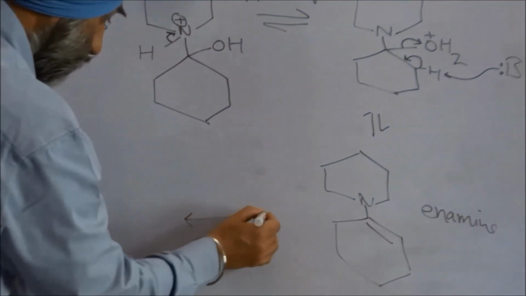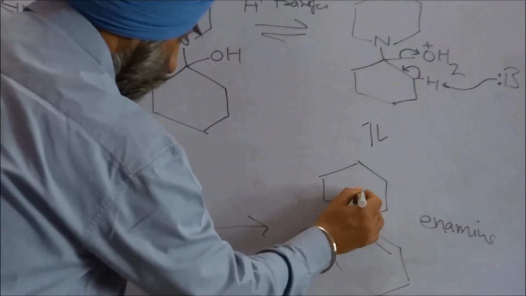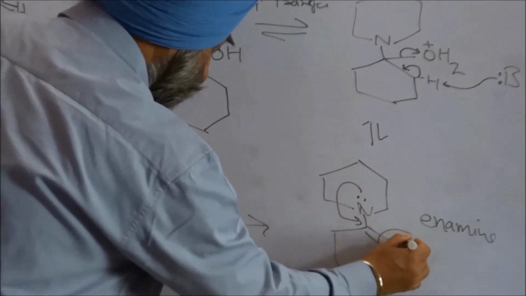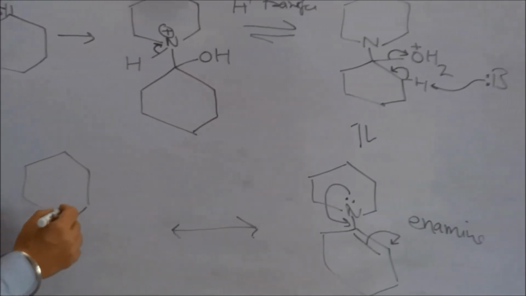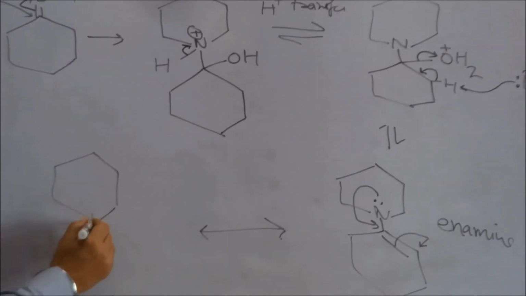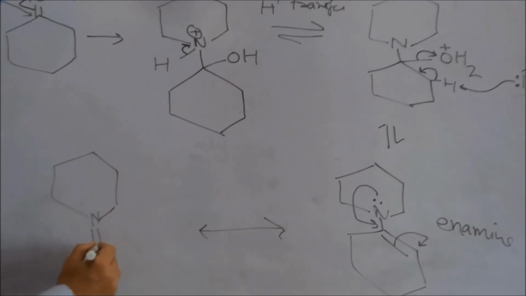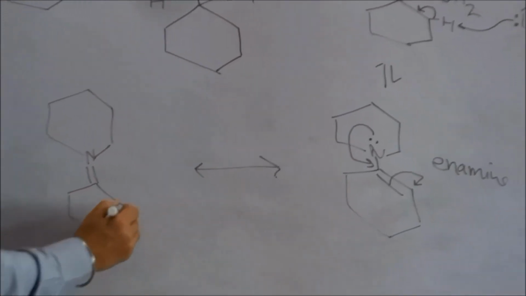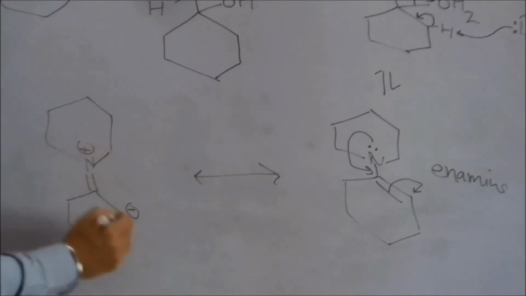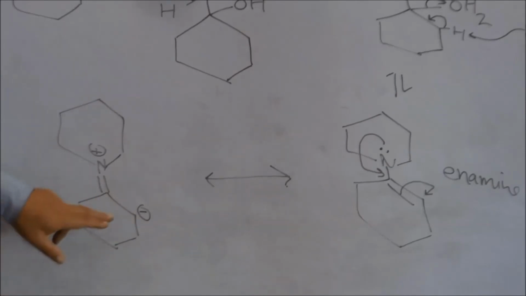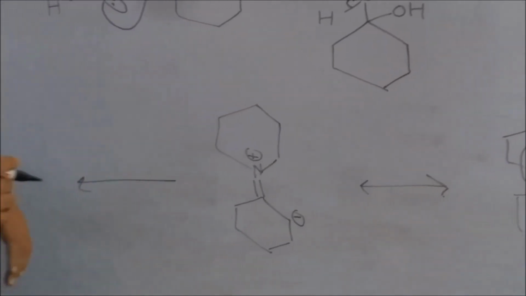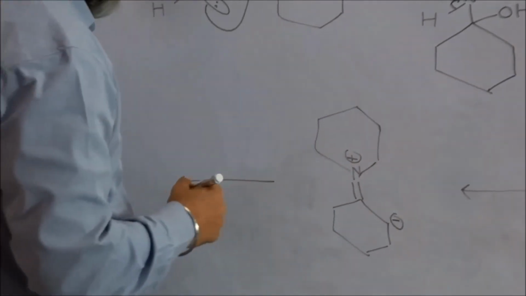Enamine is stabilized by resonance. It shows resonance. In fact, it increases the nucleophilicity of the alpha carbon. Now we can say there is formation of a double bond here. Nitrogen acquires positive charge, and so we have a nucleophile generated at this position. Now this nucleophilic carbon can be used to attack an alkyl halide. For example, we take methyl chloride.